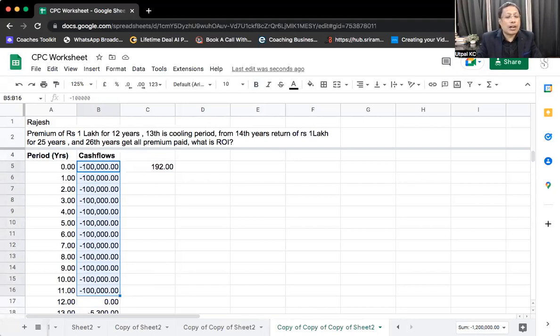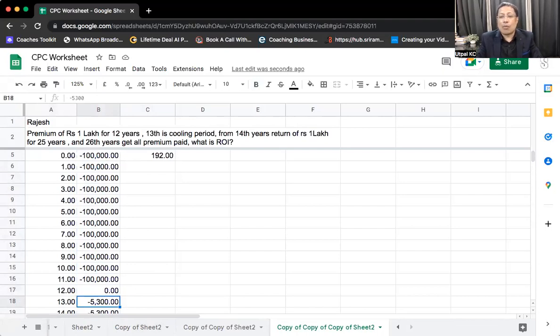Mr. Rajesh, you need to check whether there's a 1 year cooling period or 2 years. Normally it is like this most of the time. Okay, 1 year, so it will be 12. So 13 years means 14 years. They say 14 years means at the beginning of 13 years. Okay, that's good. You are getting 1 lakh for 25 years.